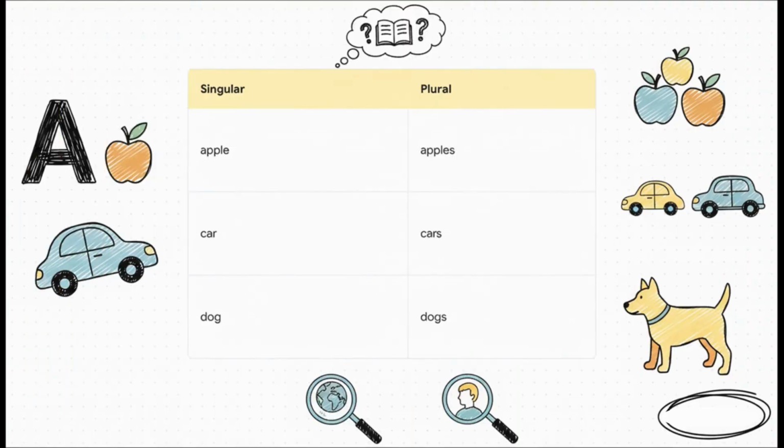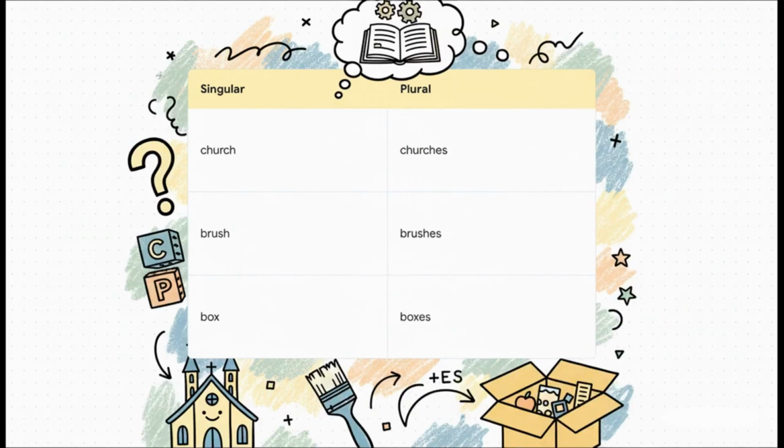Okay, rule number one. This is the one you'll use like 90% of the time. Just add an S. 1 apple, 2 apples. 1 car, 10 cars. You just stick an S on the end and boom, you're usually good to go. Super simple, super effective.